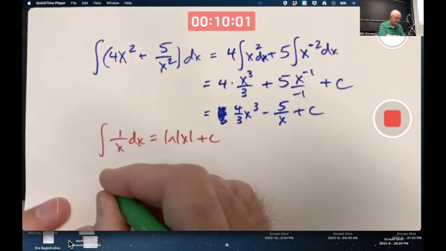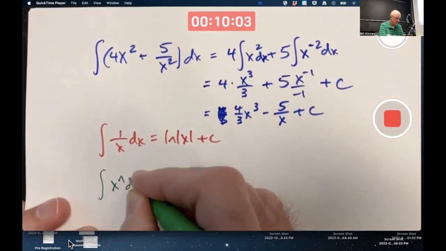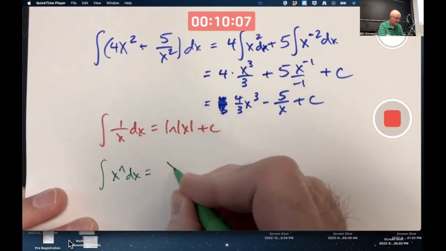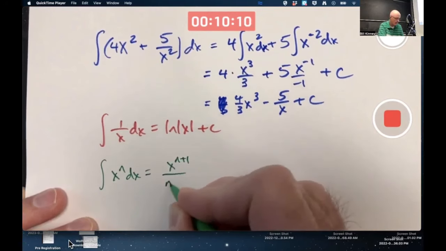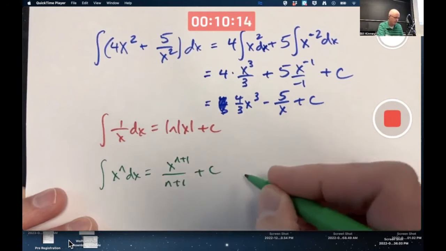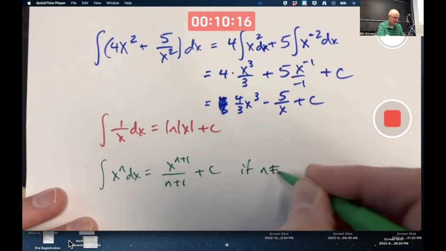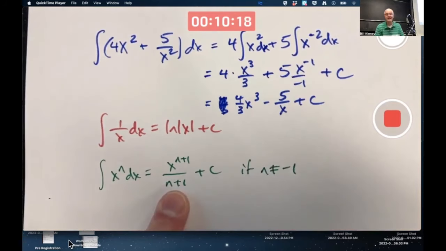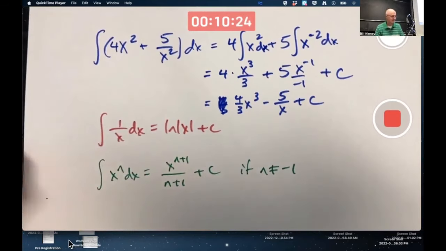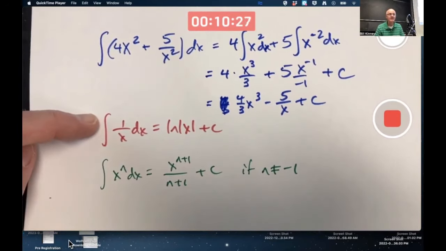In general, again, if you have x to the n power, and you're finding the most general antiderivative of that, it's x to the n plus 1 over n plus 1 plus c, but that only works if n is not negative 1. It certainly does not work when n is negative 1, because you'd be dividing by 0. When n is negative 1, you get this special fact, a very special and important fact.